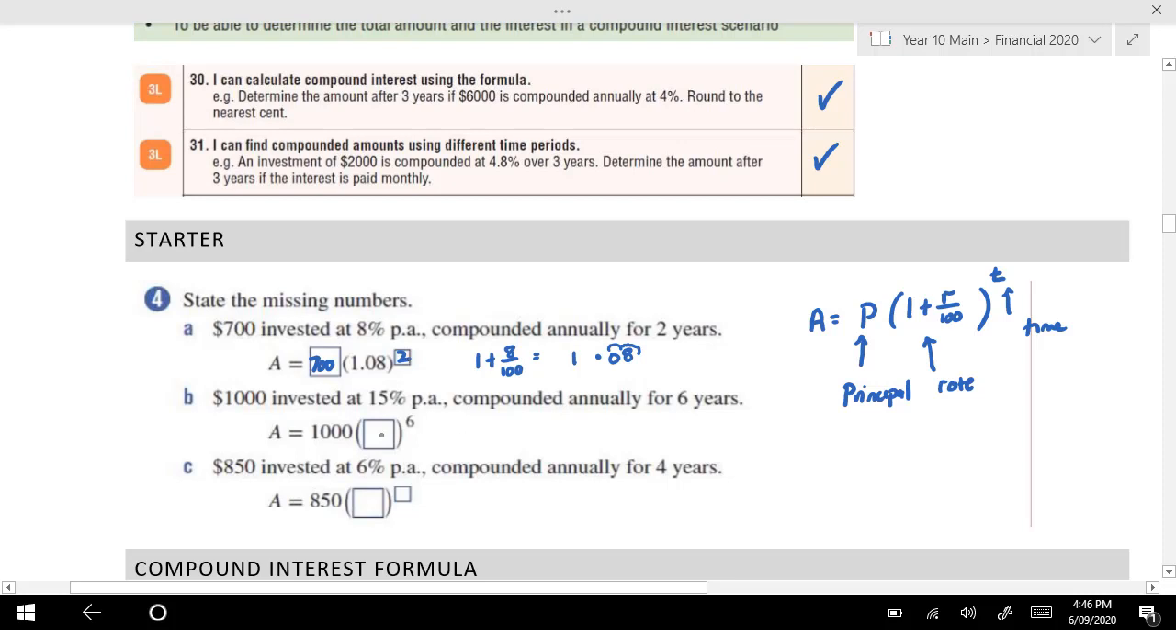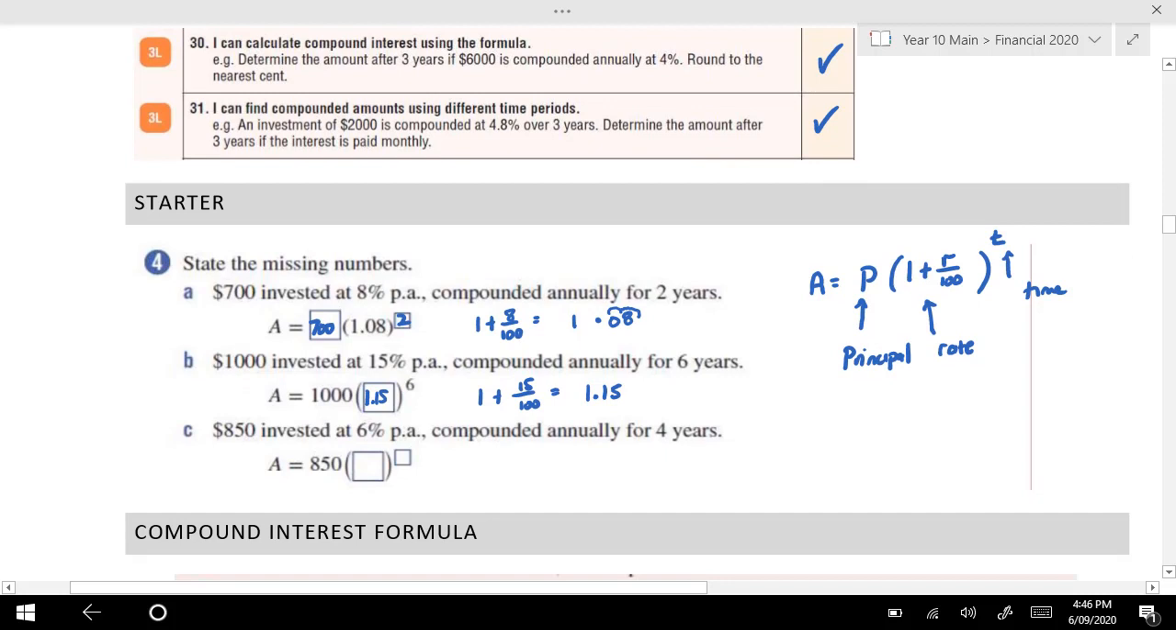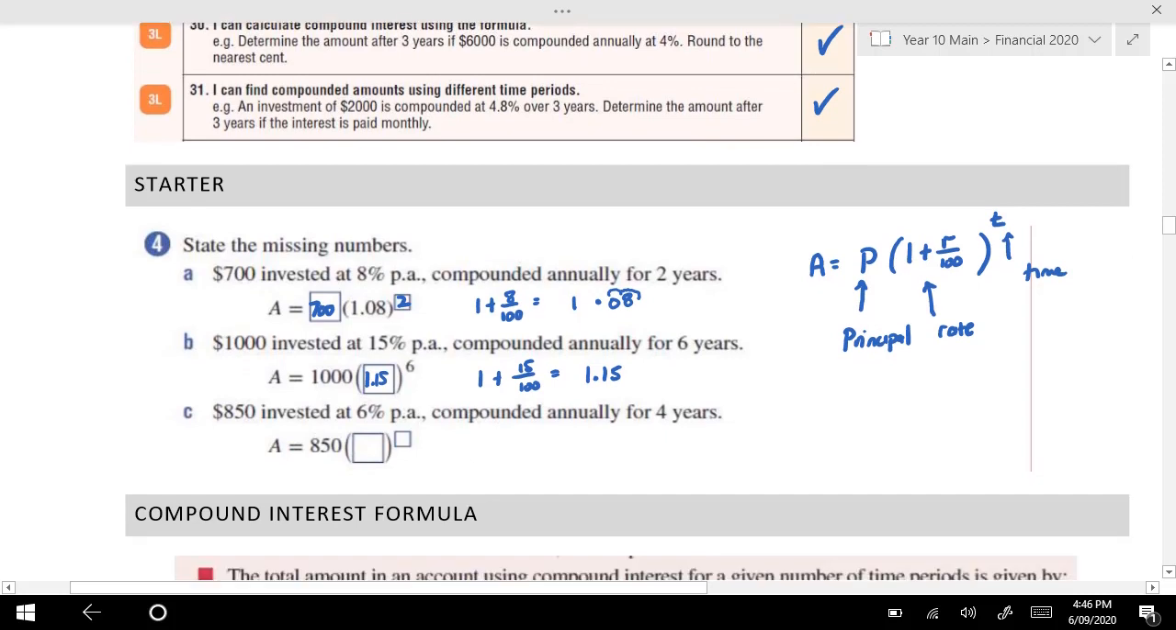Likewise, if I had 15%, that is going to be 1.15. Why? Because 15 over 100 as a decimal is 0.15. So that's 1.15. 6 years, to the power of 6. And of course, this time I want 6% per annum, so 6%. You need to be able to convert that percentage into a decimal. So that's going to be 1.06. And if we're doing that compounded over 4 years, to the power of 4.